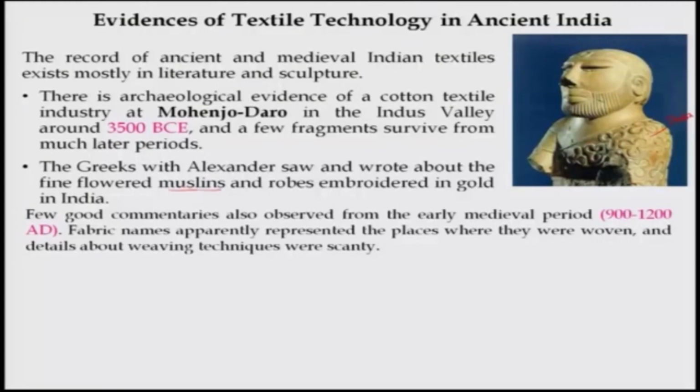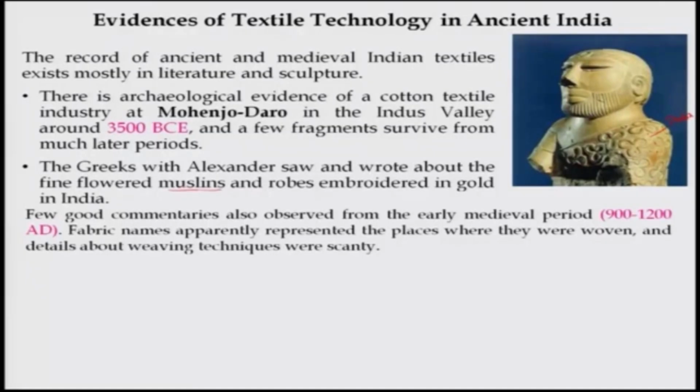And a few good commentaries were also written in the early medieval periods, 900-1200 AD, and the fabric names apparently represent the places they belong to, because India, as I told you, is not really a country, it is basically a subcontinent. There are various cultures, each people having their own way of knitting. That is the beauty of India.